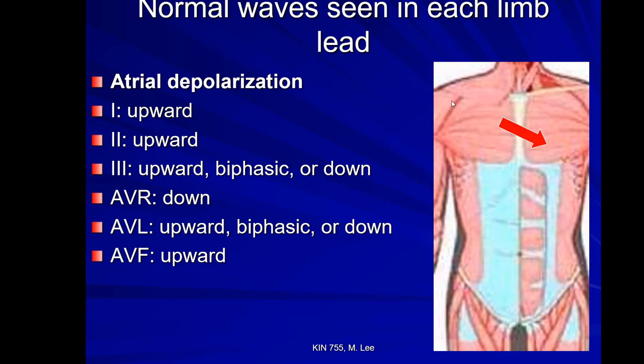AVR, remember positive is here, negative here, so you definitely get a downward deflection. AVL runs like this. It could be variable, right, because it's almost perpendicular. But where it is now, it looks like it might be just a little bit upward. And then AVF, which would run kind of like this, definitely would be upward towards the positive electrode.